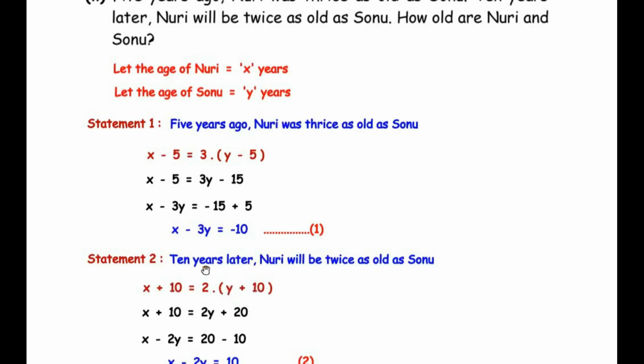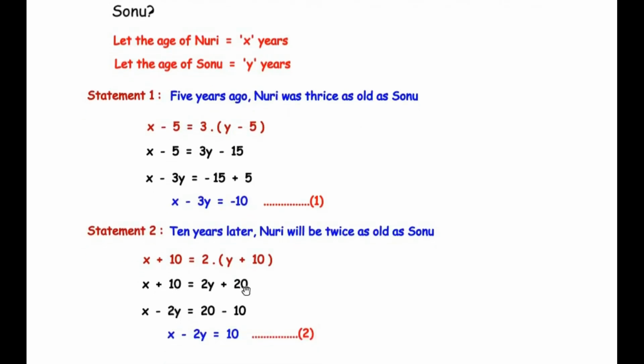Now according to the statement, 10 years later, Nuri's age, that is x plus 10, will be, in English becomes equal to sign in mathematics, twice as old as Sonu's age. Twice the age means 2 times the age. So here x plus 10 will be equal to 2 times Sonu's age, which is now y plus 10. Now in the next step we have expanded the bracket, that is x plus 10 is equal to 2 times y is 2y and 2 times plus 10 is plus 20. Now we have taken 2y on the left hand side and positive 10 on the right hand side. So we get x minus 2y is equal to 20 minus 10.